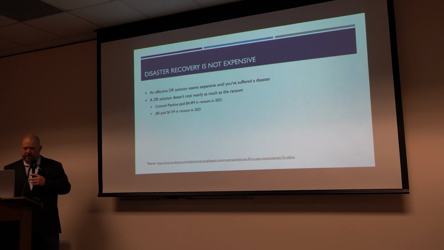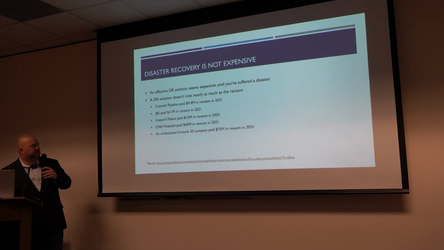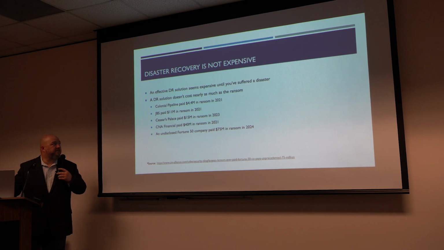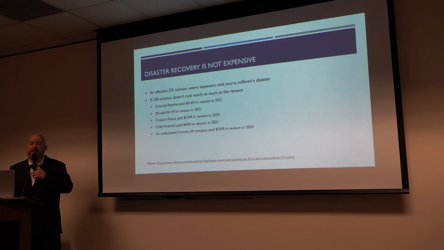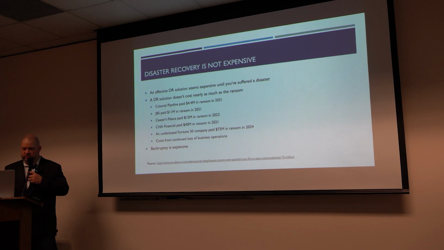A couple other things, just different statistics. Colonial Pipeline paid $4.4 million in ransom in 2021. JBS paid $11 million. Caesars Palace paid $15 million. CNA Financial paid $40 million. And just last year, an undisclosed Fortune 50 company paid $75 million in ransom, which is the highest to date. That doesn't count the costs from the loss of business operations.